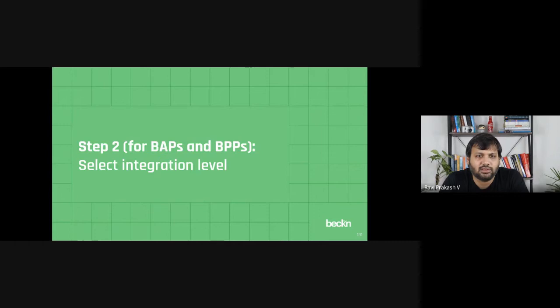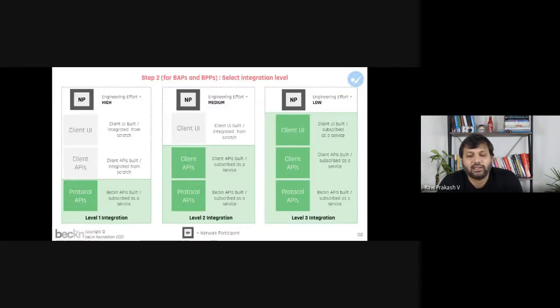We'll talk about BAPs and BPPs separately, but the second step for BAP and BPP is to select what level of integration you require. There are 3 levels of integration. First, level 1 integration: I just need the protocol APIs packaged as an SDK or as a service, and I'm going to build my own APIs. I'm going to build my own UI on top of it.